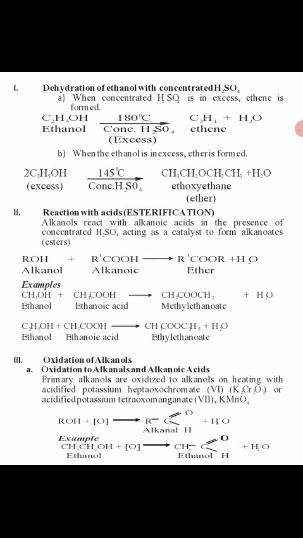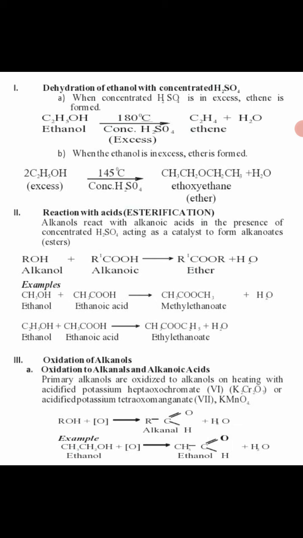So when we remove water from ethanol, we have ethene. So this is another Jamb question. Ethanol is dehydrated with excess sulfuric acid to give ethene, C2H4. When you remove water there, you have C2H4 plus H2O. So in excess, you have ether.